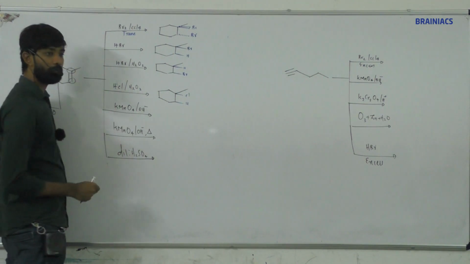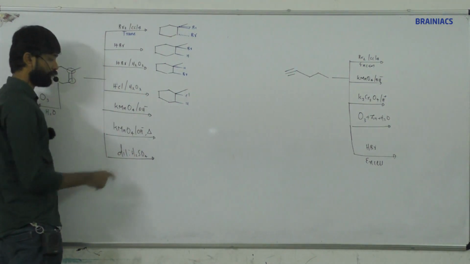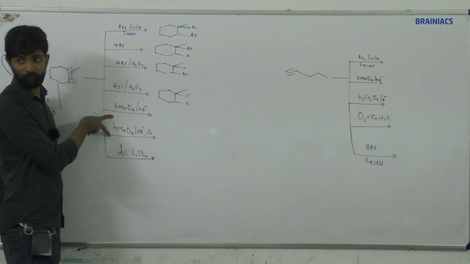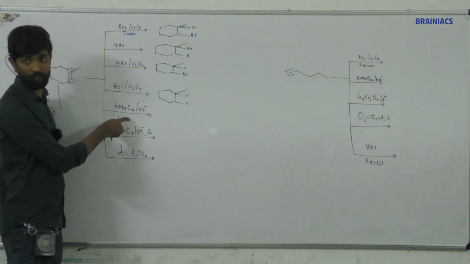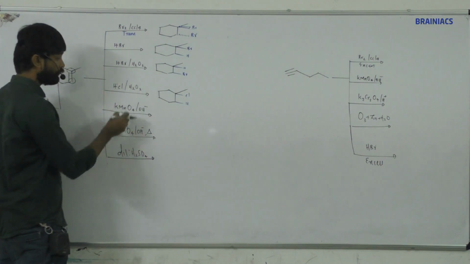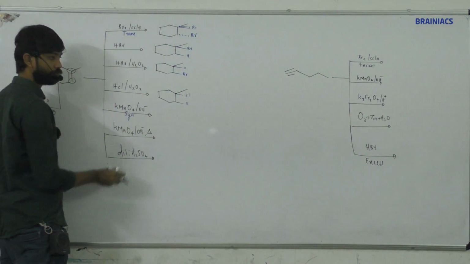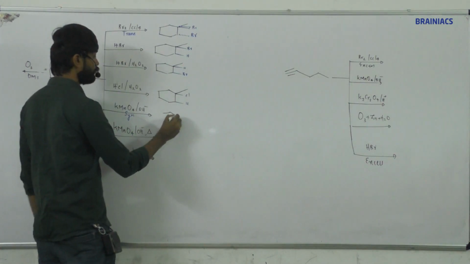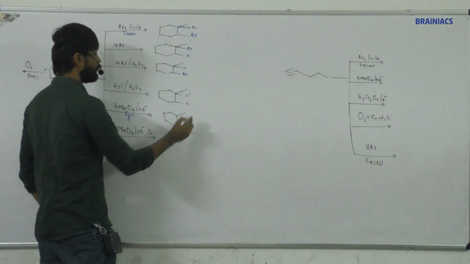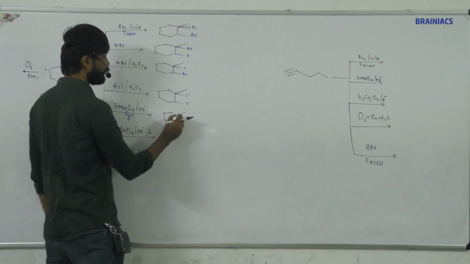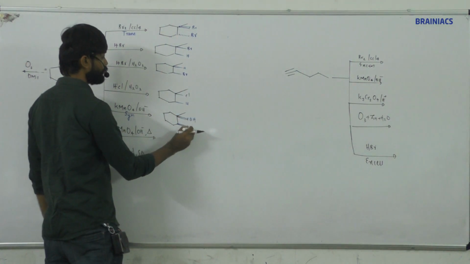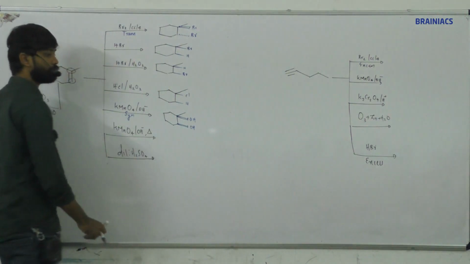This is simply KMnO4 in OH minus, and this is hot alkaline KMnO4. These two are entirely different. Now the cold reagent is a syn addition, and your molecule is a cis alkene, and the OH groups are arranged in a cis pattern, because cis plus cis will be cis.